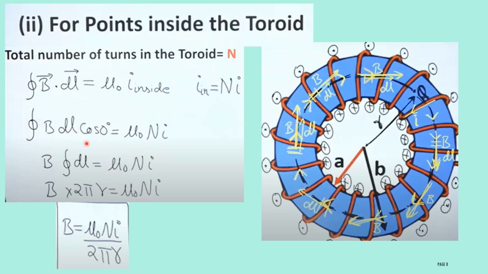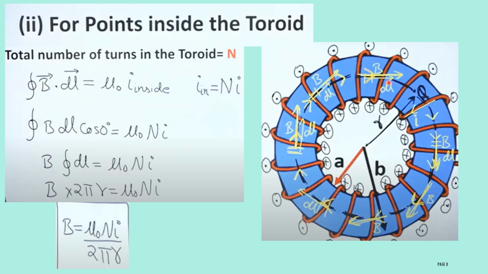Here cos 0, the value of cos 0 will be 1. Then the magnetic field inside this circular loop, at any point, should be constant. If you consider a small portion of the length of the wire dl, the magnetic field here is constant, here also constant, and this point also constant. Therefore, the magnetic field inside the circular loop is constant. Therefore, take B outside. Then integral dl will be equal to mu naught Ni.